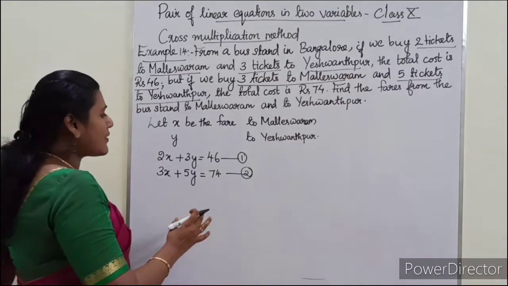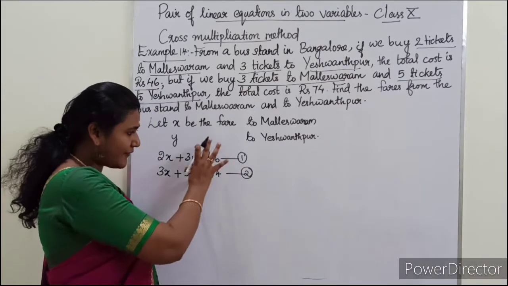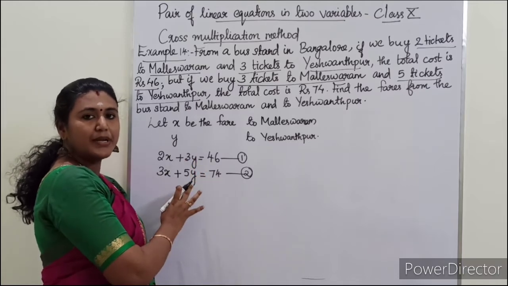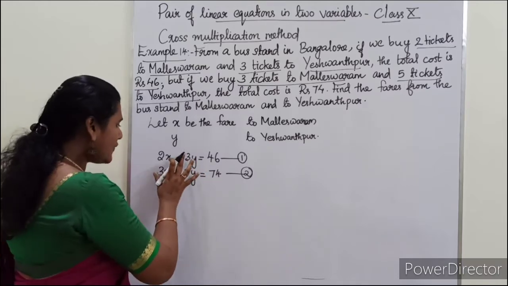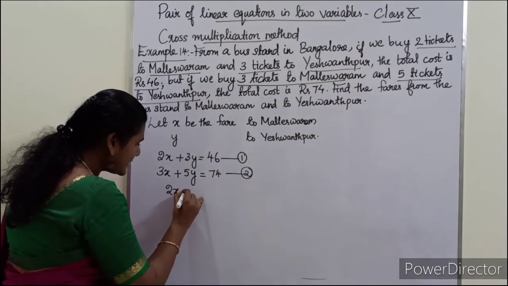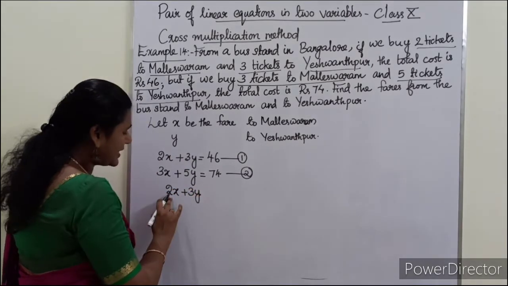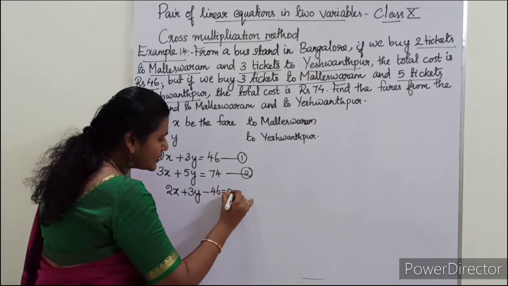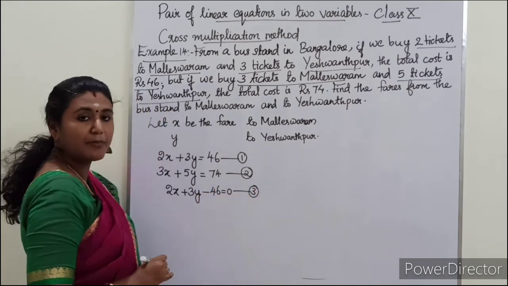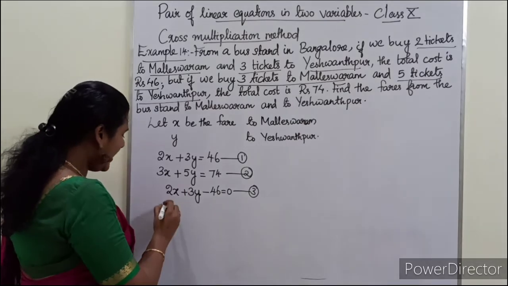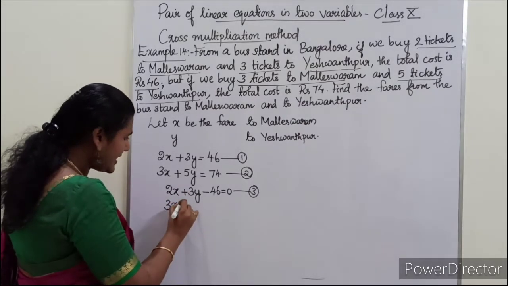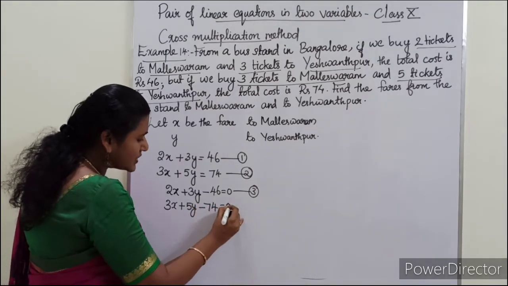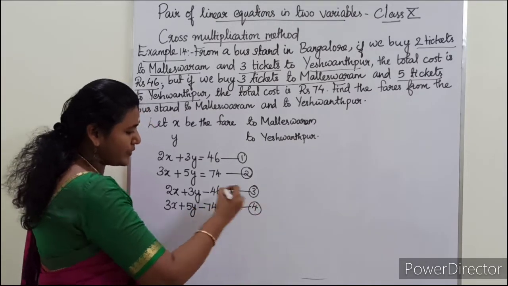When you use the cross multiplication method for finding the solution, the first step is that the equation should be in its standard form. So first we will change this into its standard form, that is 2x plus 3y minus 46 equal to 0. We will name this as equation number 3. Similarly, the second equation also: 3x plus 5y minus 74 is equal to 0. This is the fourth equation.